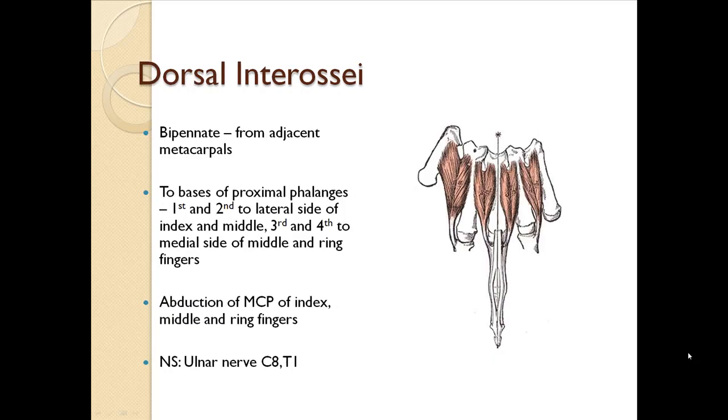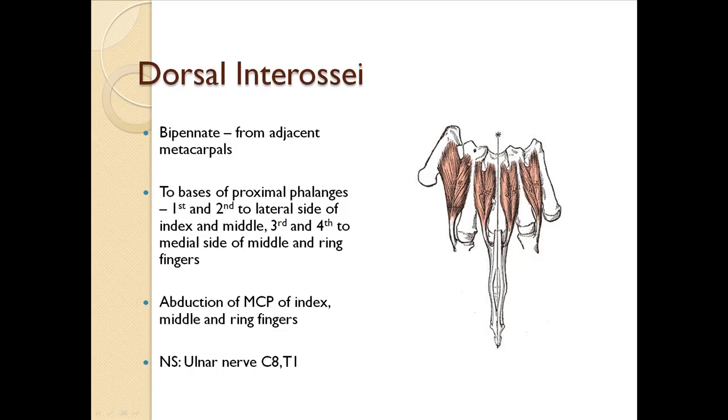The dorsal interossei sit posterior to the palmar interossei. These are bipennate muscles this time. The first dorsal interosseous here attaches from adjacent sides of the first and second metacarpals. It goes off and attaches onto the radial side of the base of the proximal phalanx of the index finger.